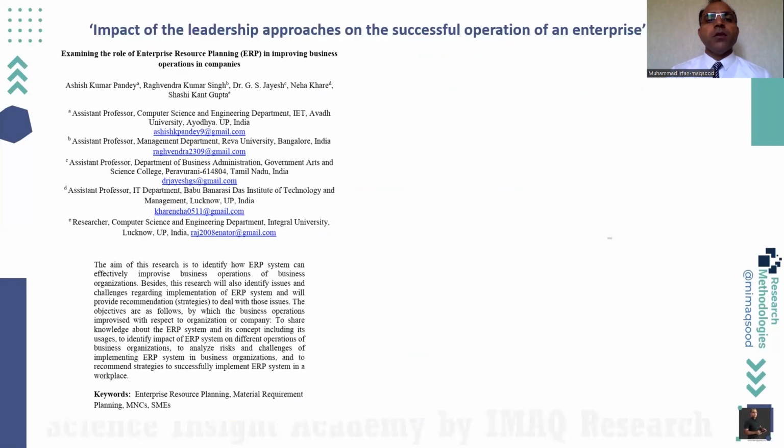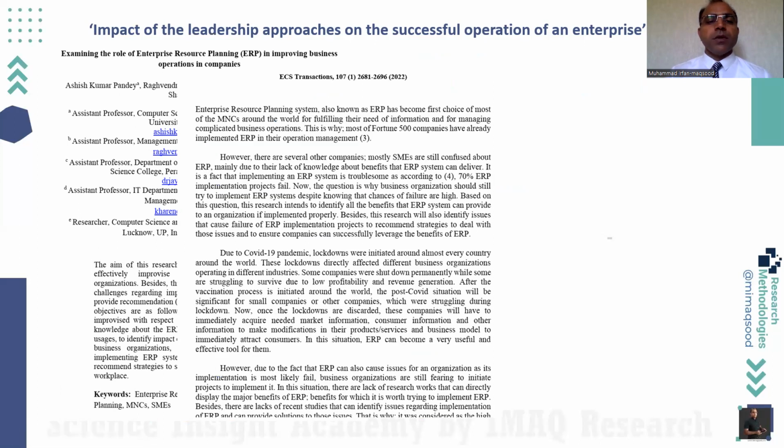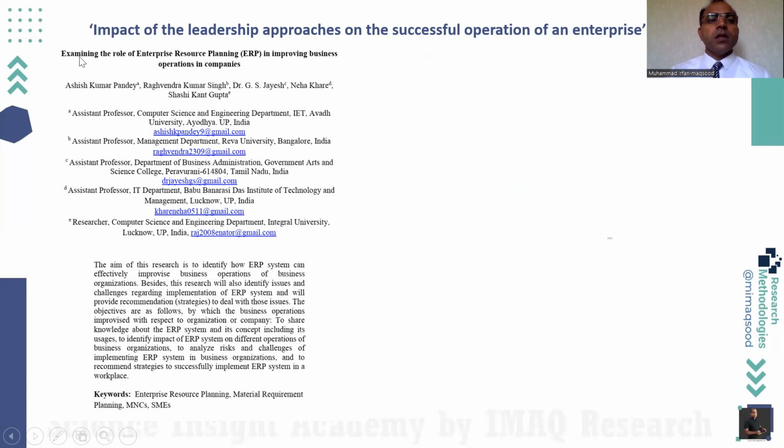And then we follow our titles, download the articles and start reading. Now we are applying all the critical reading things that we discussed together. So to read the articles, for example, this article is about examining the role of enterprise resource planning in improving business operations in companies.